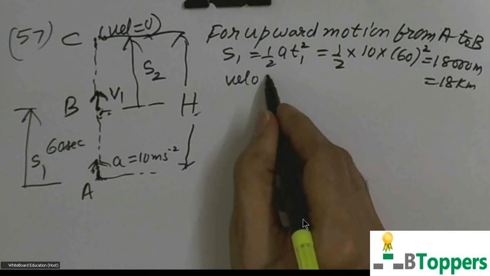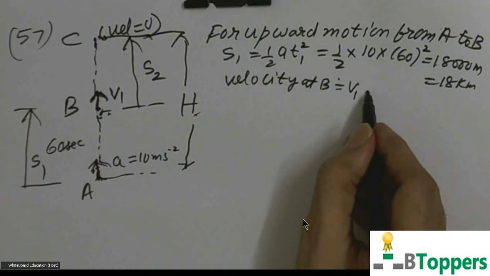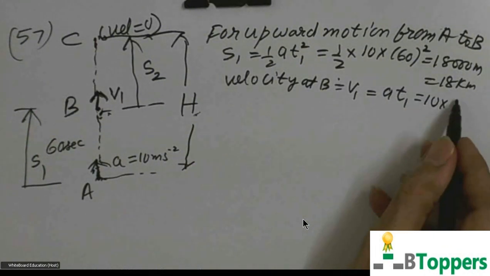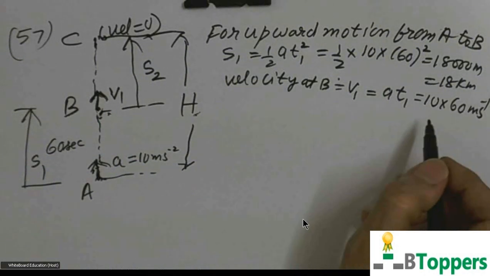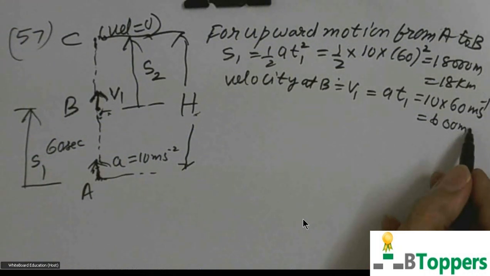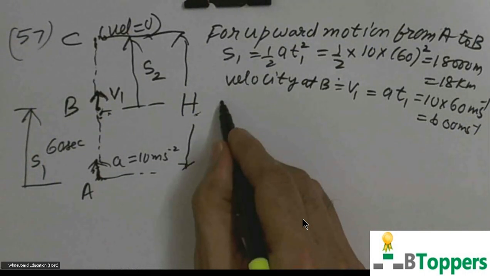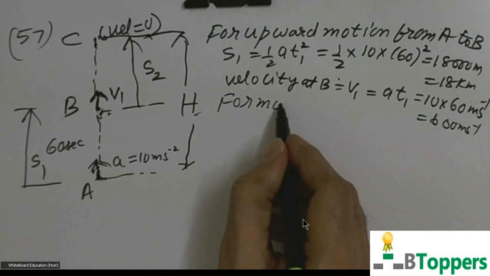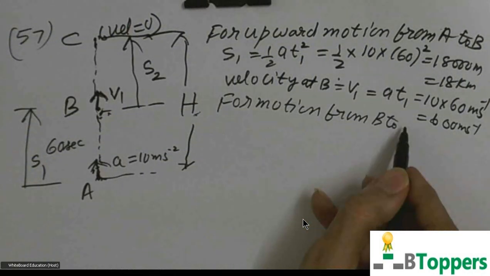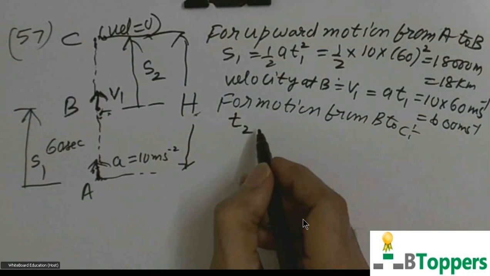So the velocity at B, if the body starts from rest and moves with constant acceleration, then velocity at time t is equal to a t. With a equal to 10 meters per second square and t1 equal to 60 seconds, the velocity at B will be 10 into 60, or 600 meters per second. So that will be the initial velocity for motion under gravity from B to C. For motion from B to C in the upward direction, the rocket moves under the influence of gravity, similar to a body projected vertically upwards.